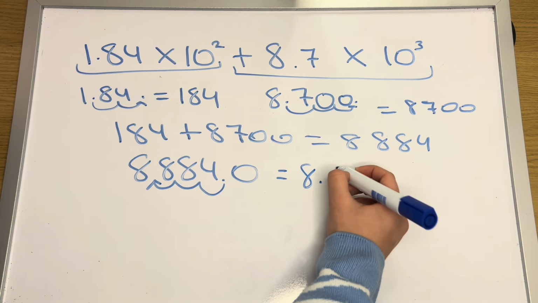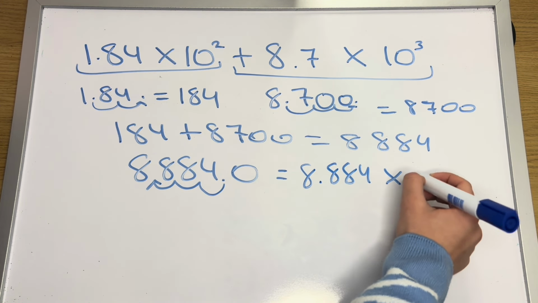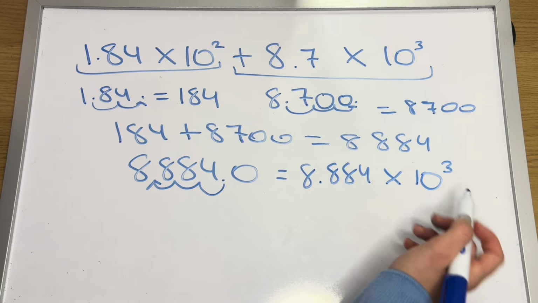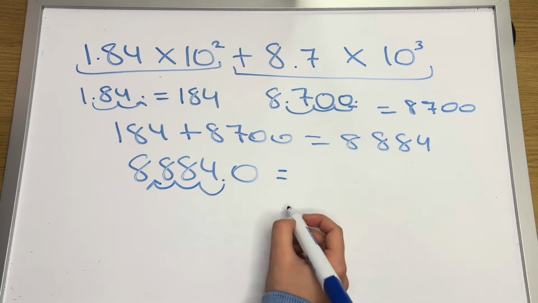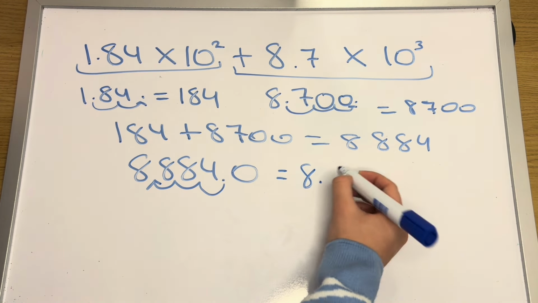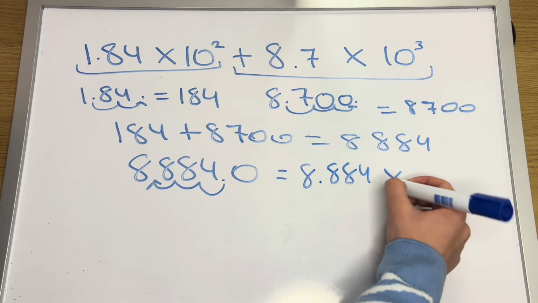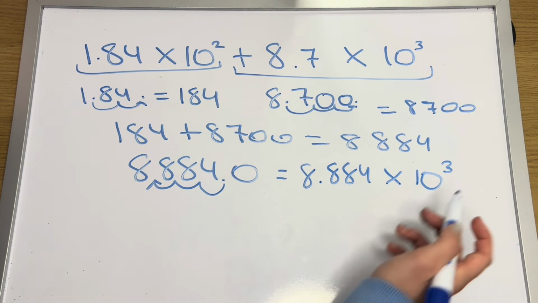So 8.884 multiplied by 10 raised to the power of positive 3 because I'm moving it 3 times. So 8.884 multiplied by 10 raised to the power of positive 3. Now let's do a few practice questions.